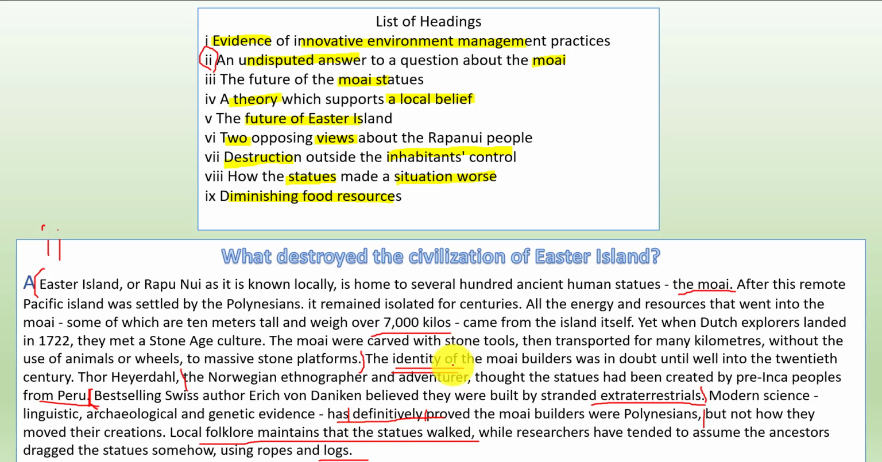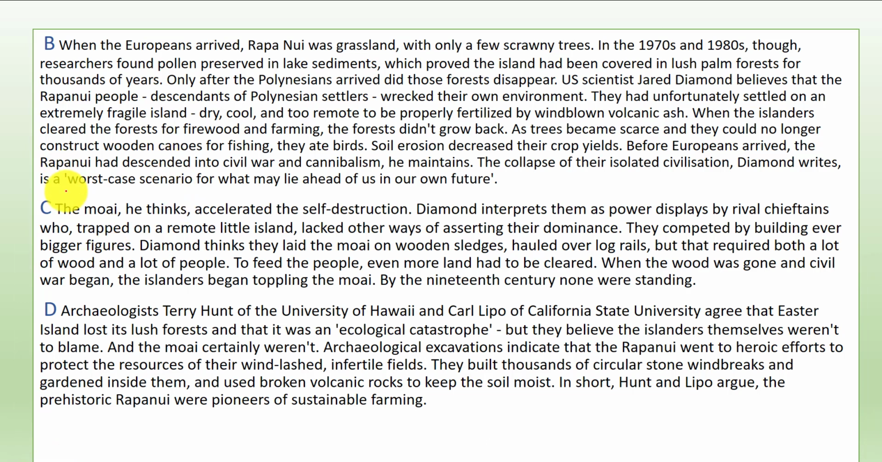Okay, and also be careful about viewpoints. When you have different viewpoints in the paragraph, it's important to notice them. Okay, when you have different trends are important. Now, let's go to the next slide and paragraph B. When the Europeans arrived, Rapa Nui was grassland with only a few scrawny trees. Okay, this is about Rapa Nui.